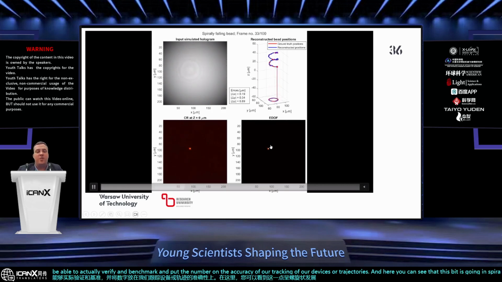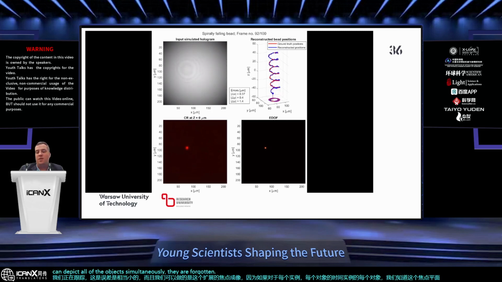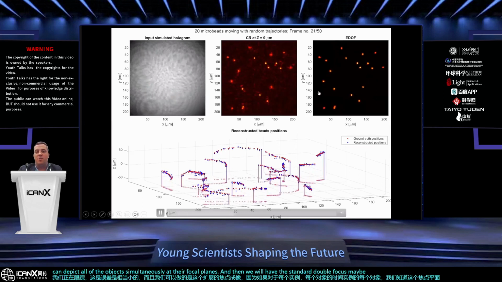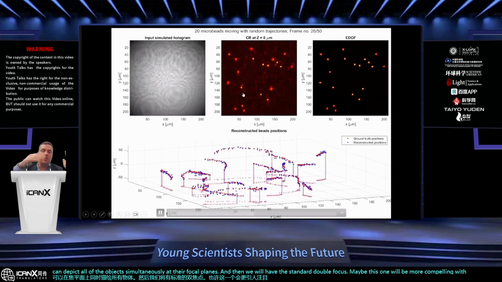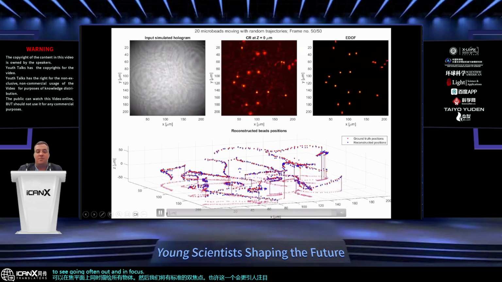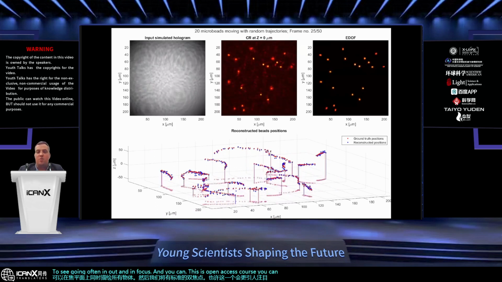We can also do extended depth of focus imaging, because if for every time instance of every object we know the plane of focus, we can depict all of the objects simultaneously at their focal planes. And then we will have the extended depth of focus. Maybe this one will be more compelling with more objects to see going out and in focus. And yeah, this is open access code. You can play with your trajectories as you want.